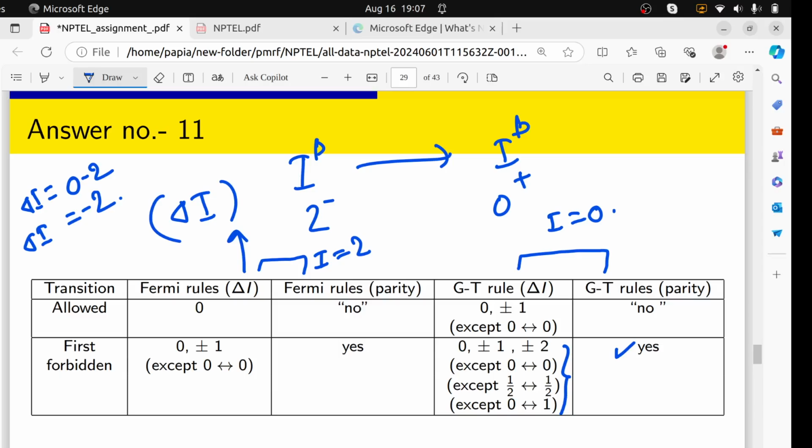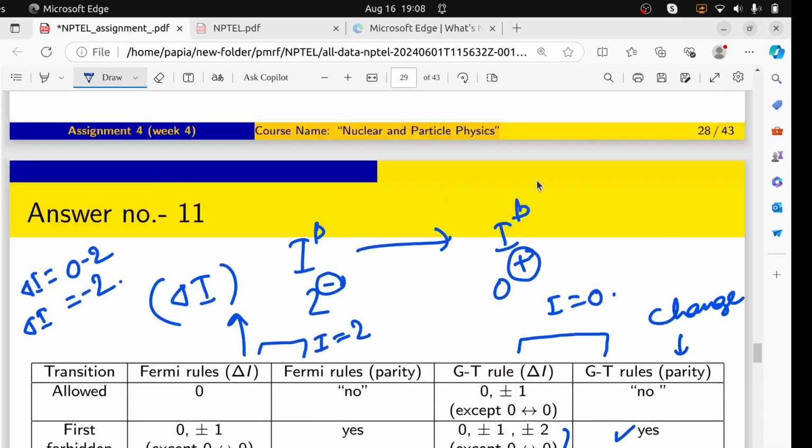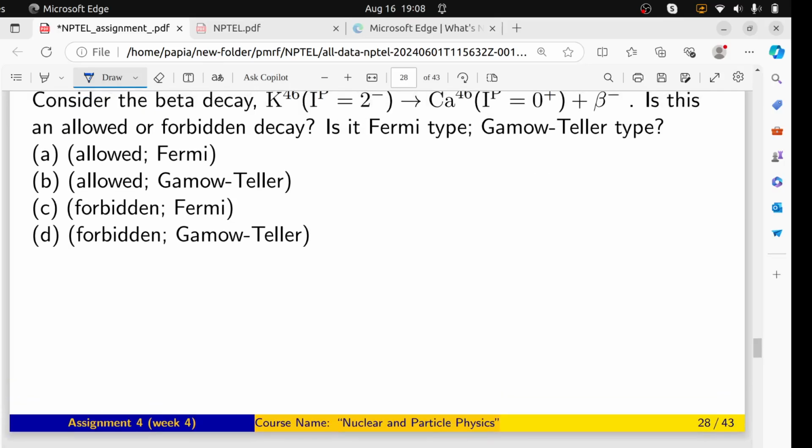This is about the parity. Previously the parity was negative, now the parity is positive. So parity change is yes. Previously the parity was minus, now the parity is plus, so parity has changed here. So this condition and this condition are satisfied simultaneously. That's why it is a first forbidden decay in terms of the Gamow-Teller rule. So first forbidden and Gamow-Teller.